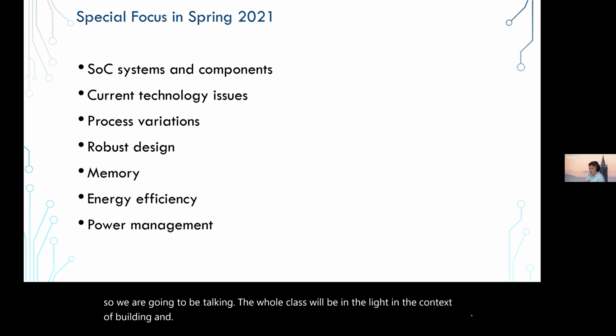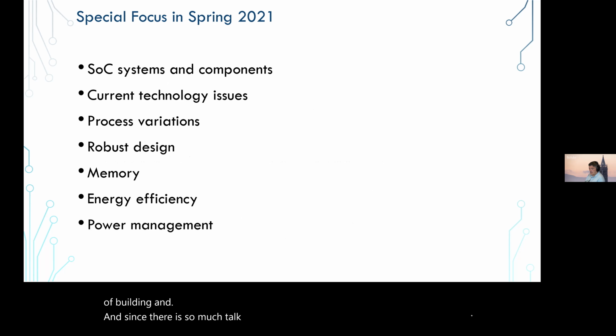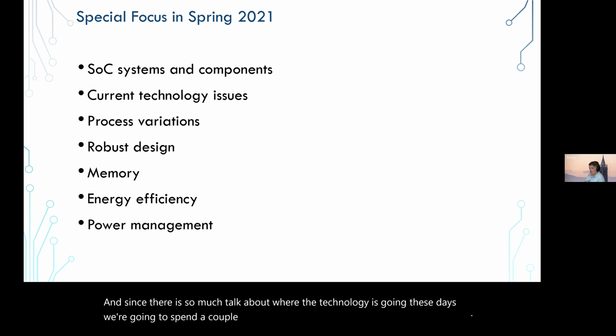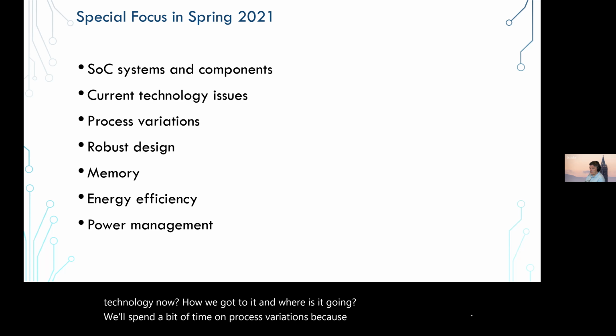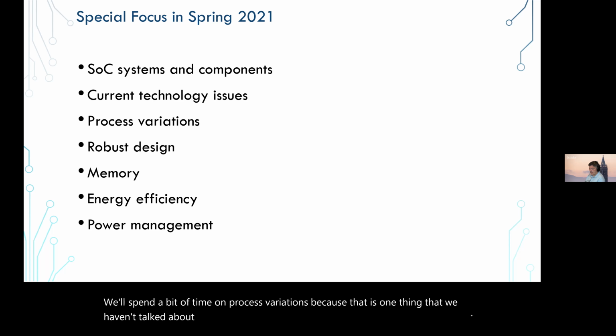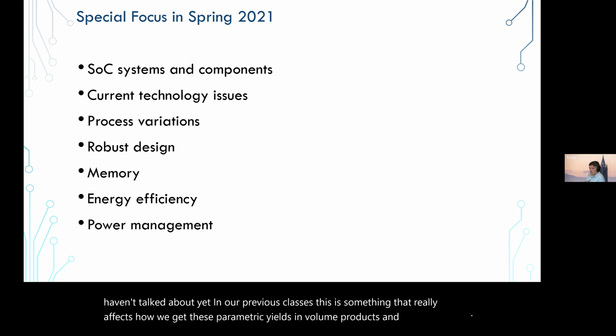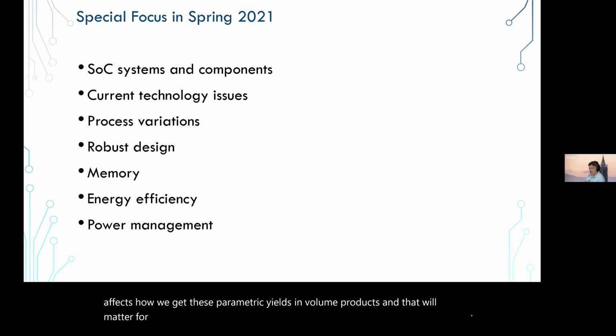Since there is so much talk about where technology is going these days, we're going to spend a couple of lectures studying that. Where is the technology now, how did we get to it, and where is it going? Then we'll spend a bit of time on process variations, because that is one thing that we haven't talked about yet in our previous classes. This really affects how we get parametric yields in volume products, and that will matter for your careers as aspiring designers. We'll make the design robust such that we can actually achieve those parametric yields.